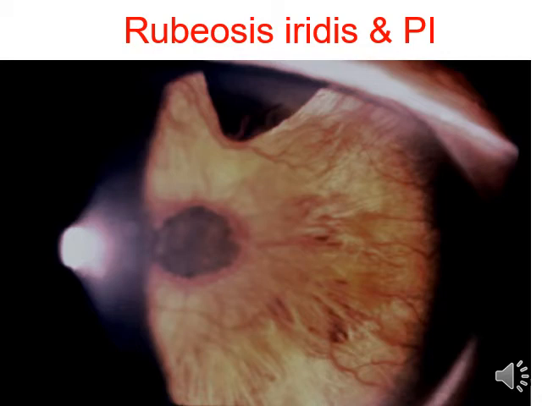Do you see these abnormal blood vessels on the iris? These are rubeosis iridis. Normally, we don't see blood vessels on the surface of the iris. And what about the black triangle in the upper part of the iris? This is a cut in the iris. This is a peripheral iridectomy.